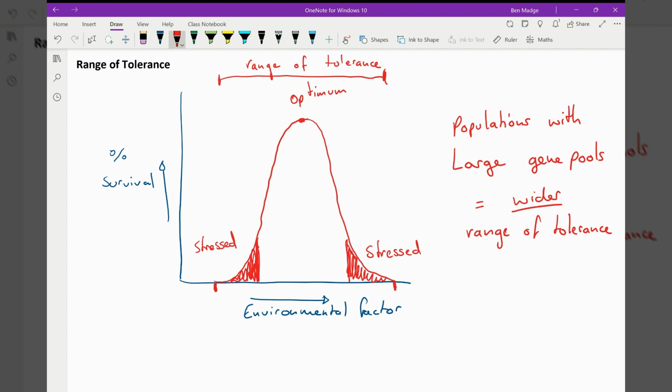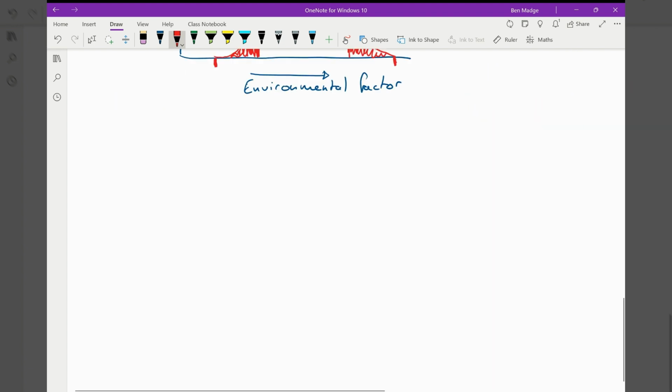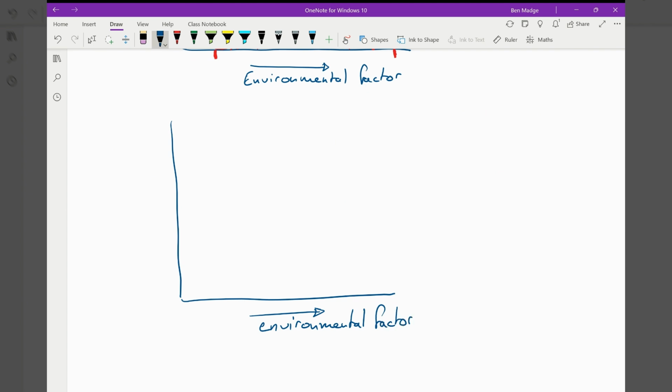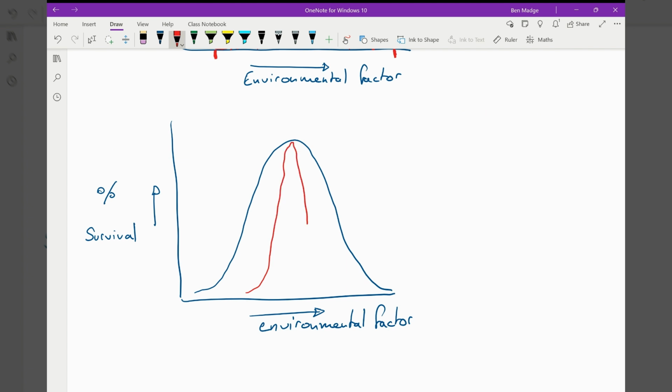And we can show that actually as a graph. So if we have our standard graph here like this, so we have our environmental factor, and this is our percentage survival. A population with a big gene pool is going to have a much wider zone of tolerance than one with a smaller gene pool, which is adapted to a much narrower range of conditions.